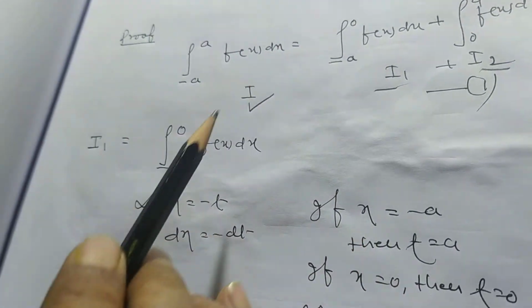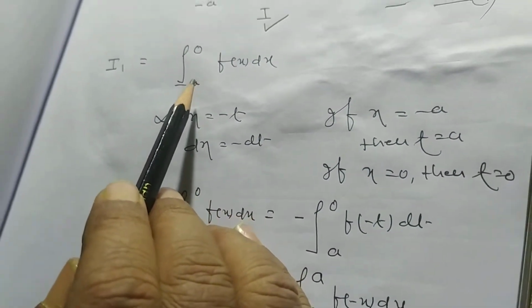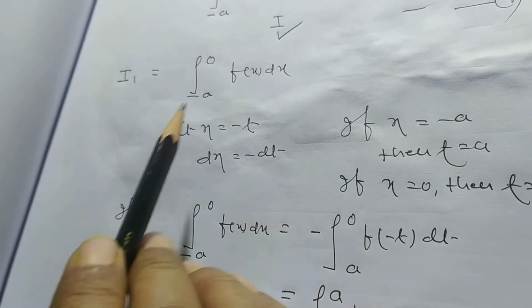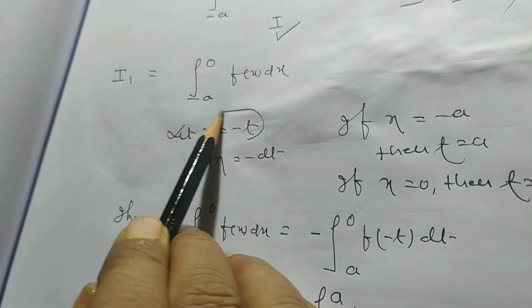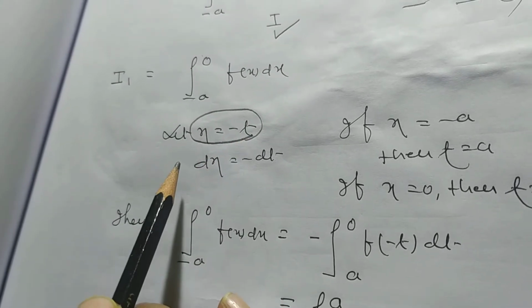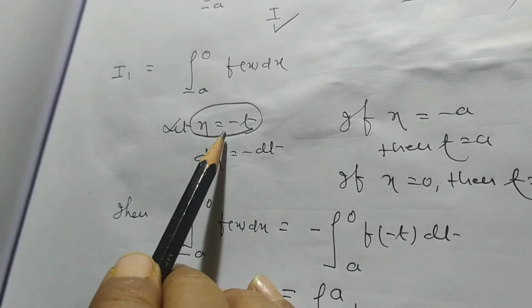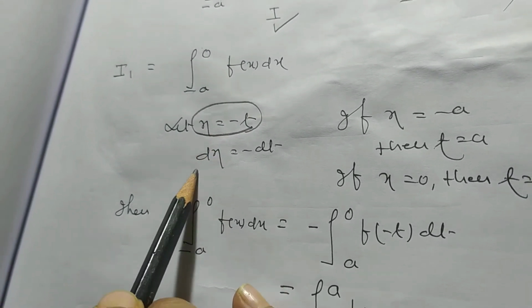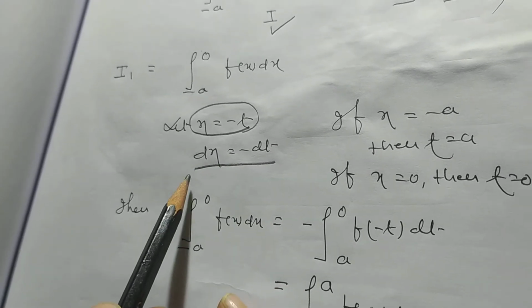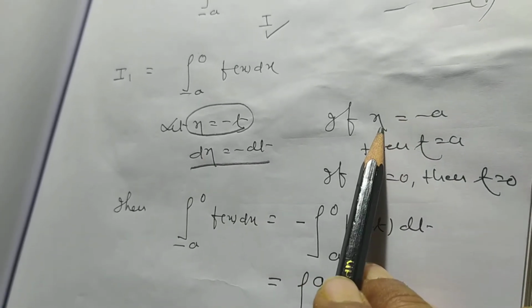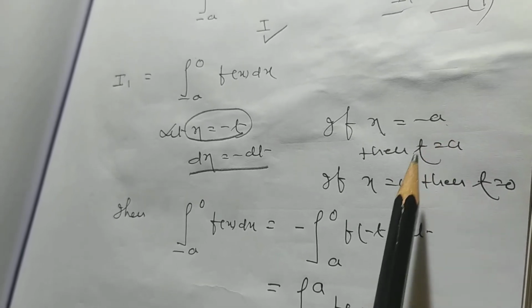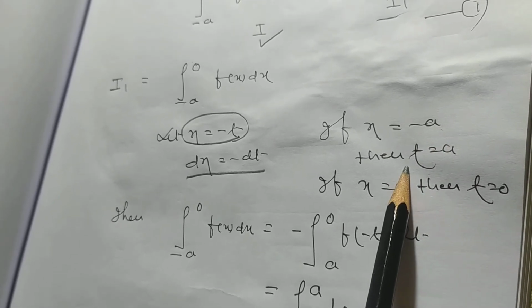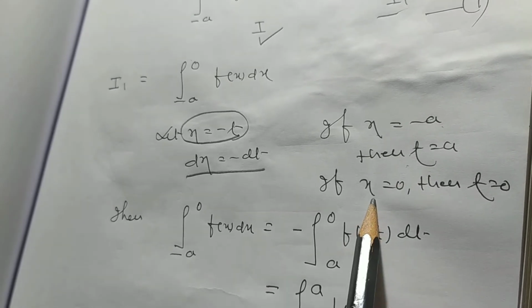So now we simplify I1, integral from minus a to 0 of f(x) dx. Let x is equal to minus t. This is a very, very important point. We substitute the value of x is equal to minus t. Then dx is equal to minus dt. Now we change the limit. When x is equal to minus a, then t is equal to a. When x is equal to 0, then t is equal to 0.